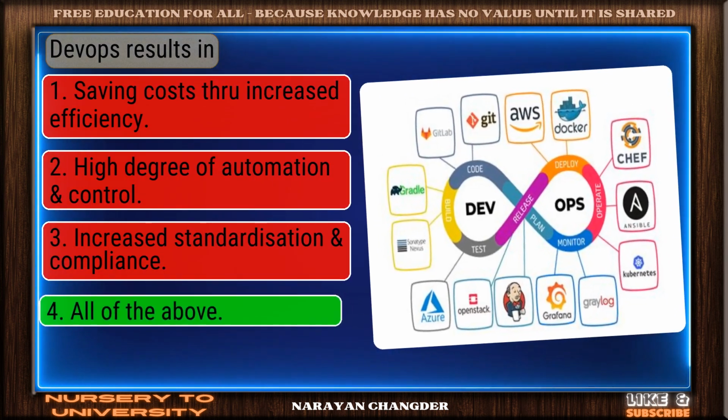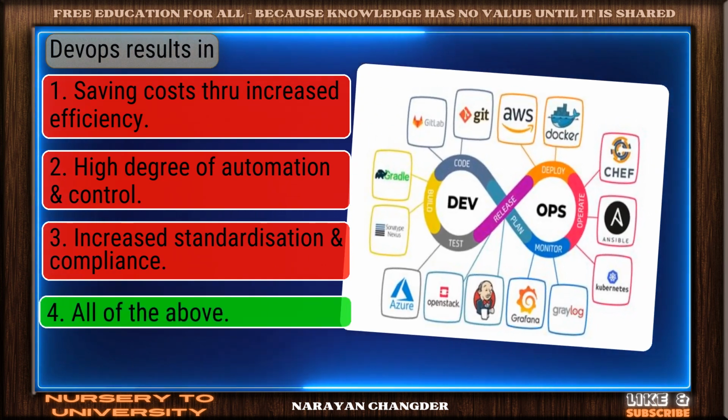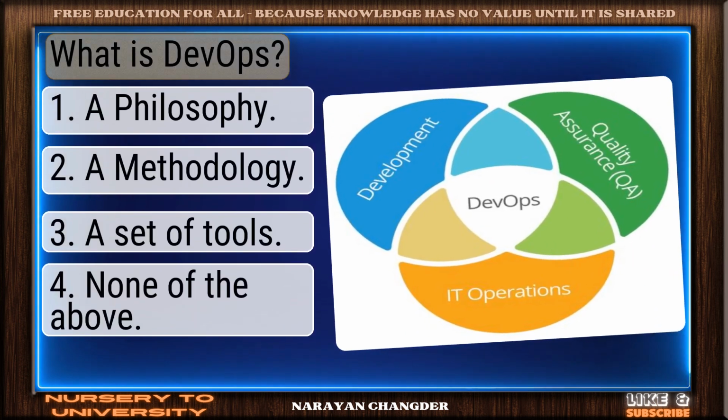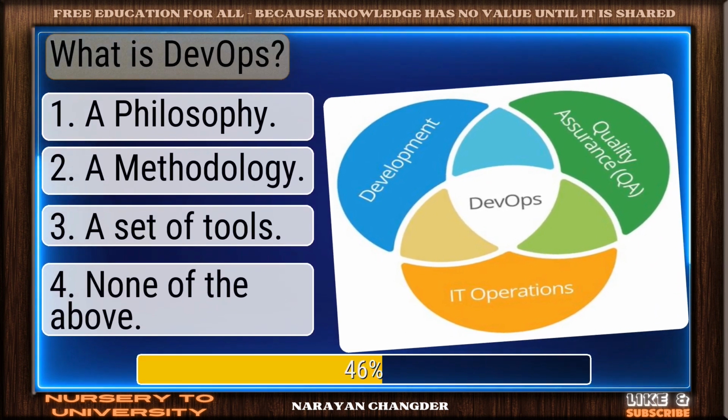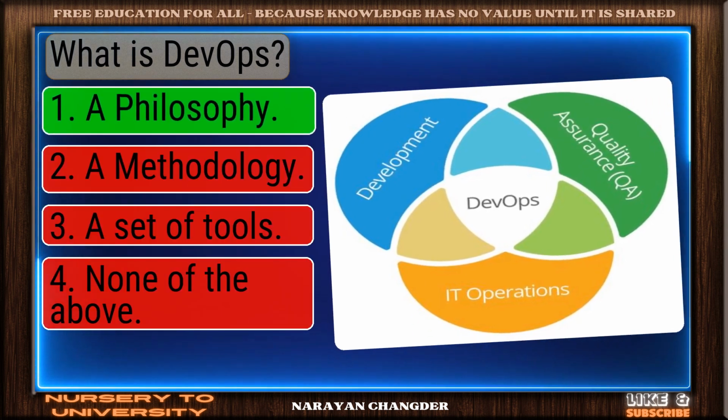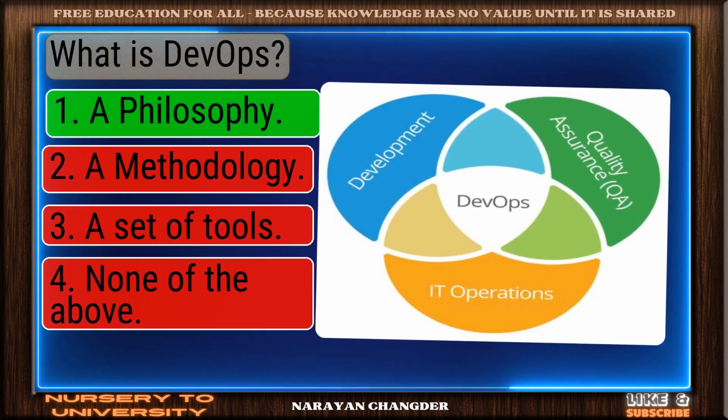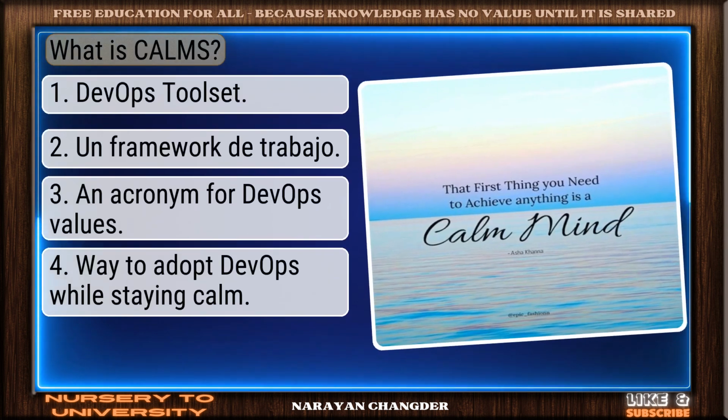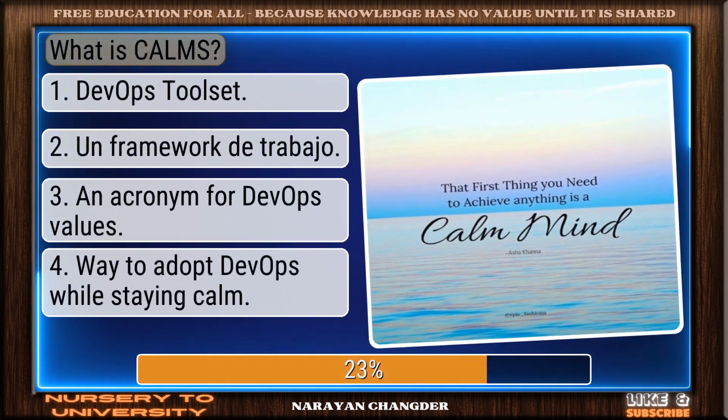Strong choice. All of the above is the right answer. Question number 78, what is DevOps? Smart move. A philosophy is an accurate answer. Question number 79, what is CALMS?